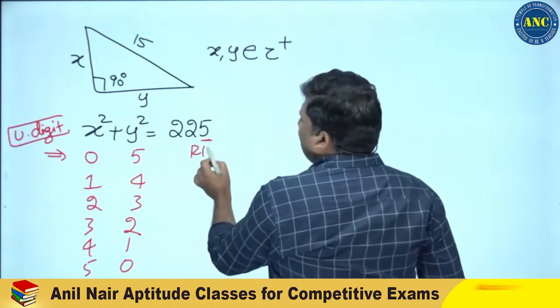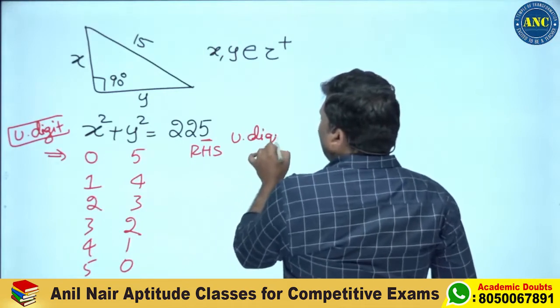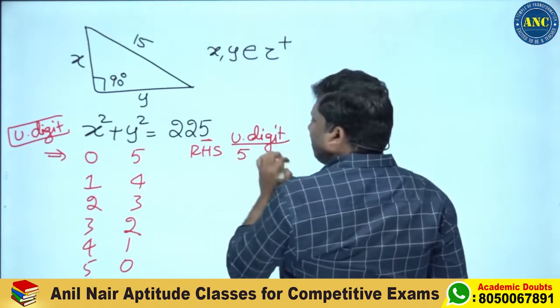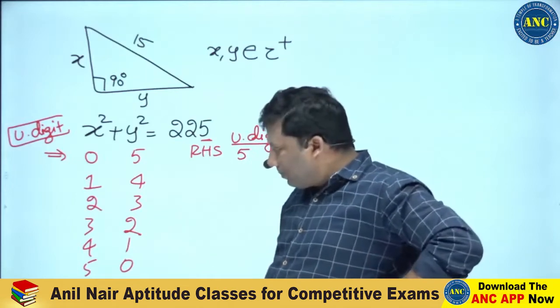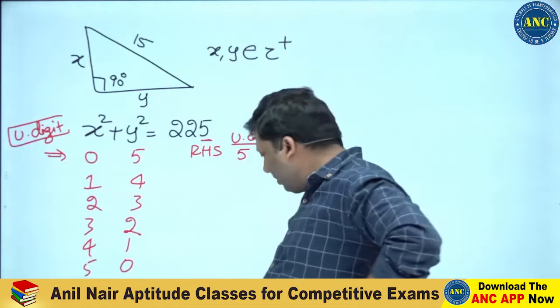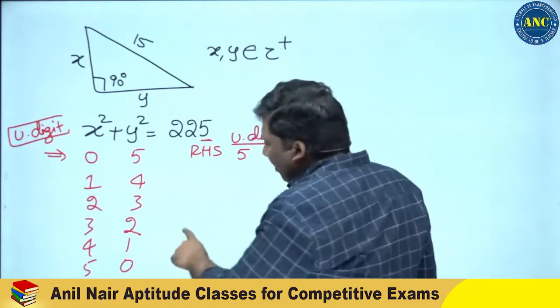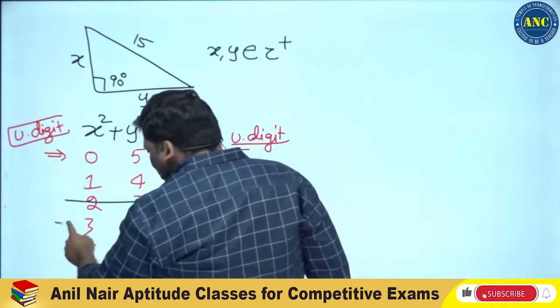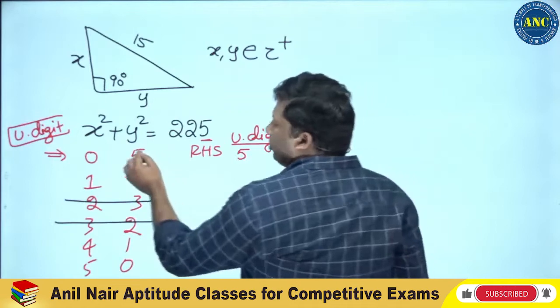Why have I taken these cases? Because the right hand side unit digit is 5: 0 plus 5, 1 plus 4, 2 plus 3, 3 plus 2, 4 plus 1 and 5 plus 0. Now listen carefully, now you can easily solve. A perfect square never ends with 2, 3, 7.